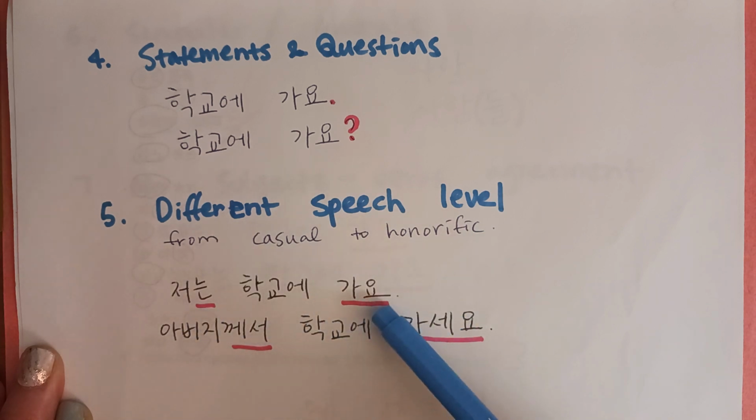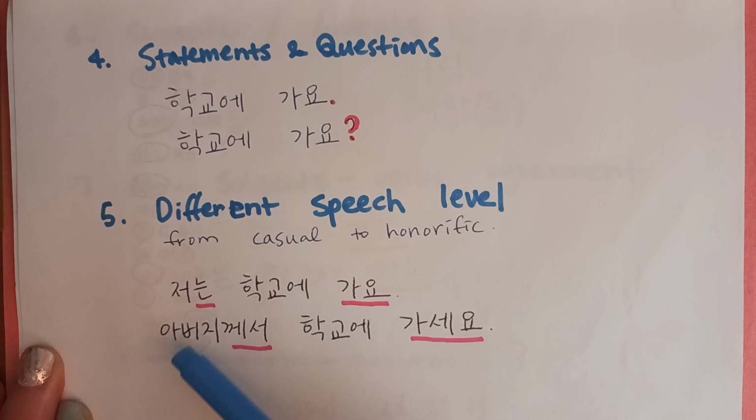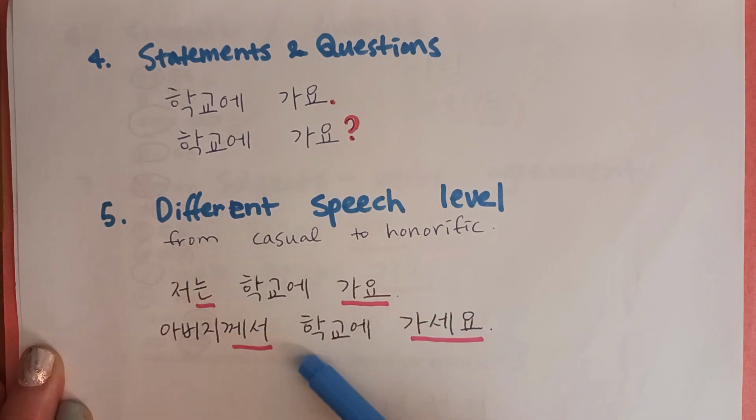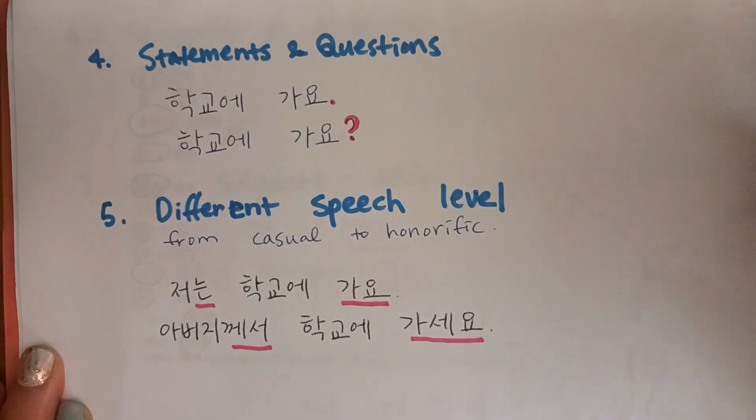저는 학교에 가요. I go to school. But if your subject is 아버지, father, then you use honorific language, saying my dad is going to school. So how does that change? Let's continue.